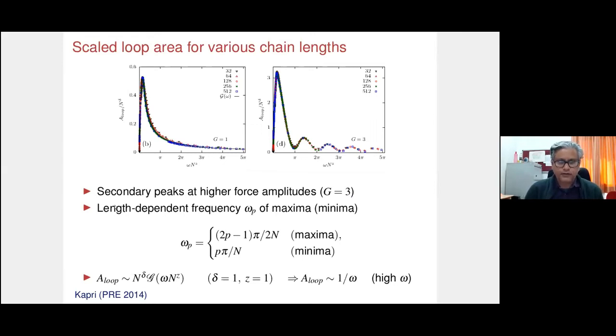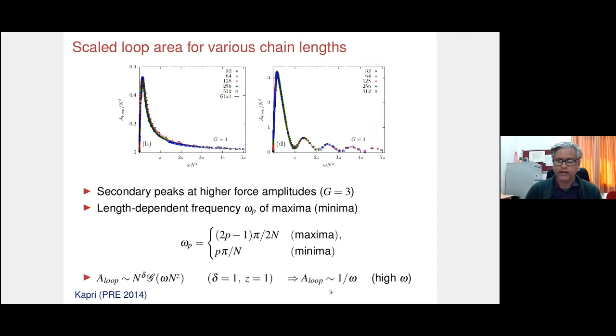Yeah. So now we can see the secondary peaks at higher force amplitude give the secondary structures. We can find out the length dependent frequencies of these maxima and minima, which are given by this particular expression. When the force area is plotted for different chain lengths as a function of omega n, we get a very nice collapse.